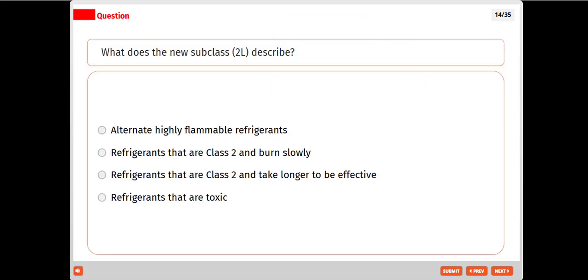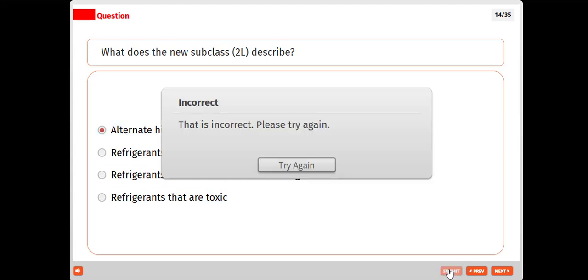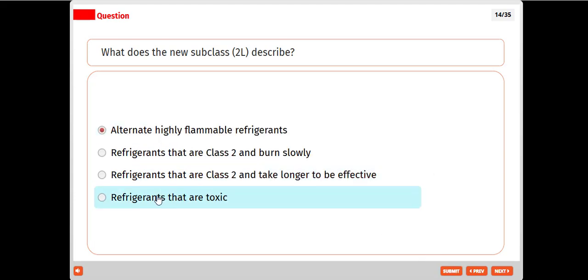What does the new subclass 2L describe? Alternative highly flammable refrigerants, refrigerants that are class 2 and burn slowly, refrigerants that are class 2 and take longer to be effective. Yeah, it's about flammability. Refrigerants that are class 2 burn slowly.